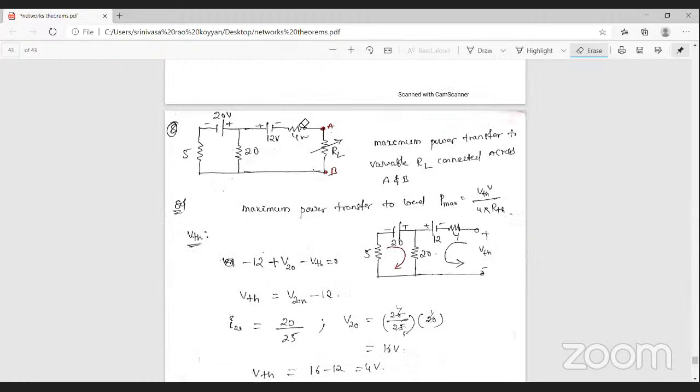Next problem here. Find out the maximum power transfer to the RL load. So in this RL load, the maximum power gets transferred. What is the formula for maximum power transfer?